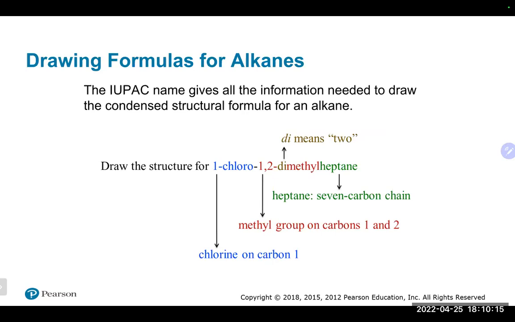Sure, personally, I think it's sort of the easiest of all of them. Whenever you have a name and you need to draw it, be it the condensed form or the structural form, the line structure, you should always work your way backwards in the name. So you should always start at the end of the name and work your way to the other side. So when I do that, I see heptane, and that means that's basically 7 carbons.